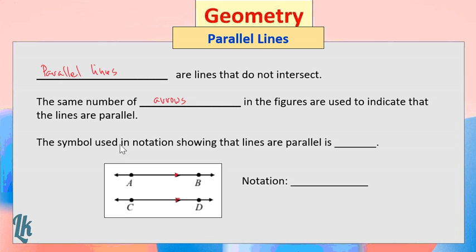The symbol that we use in notation to show that the two lines are parallel is a pair of two short vertical lines. So given this figure as an example, we say that line AB is parallel to line CD. And this is the proper way of noting that the two lines are parallel.